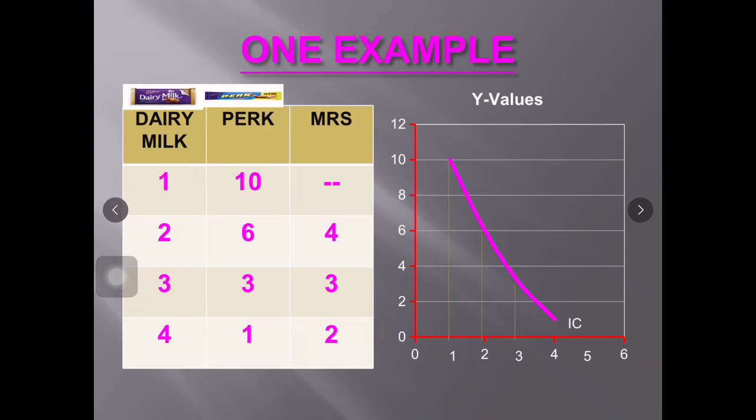Now there is another concept known as MRS, that is marginal rate of substitution. So let's know what is MRS. It is the rate at which the consumer is ready to sacrifice one commodity for an additional unit of another commodity. For example, here we can see, for getting an additional unit of dairy milk, the consumer is ready to sacrifice 4 units of pork.